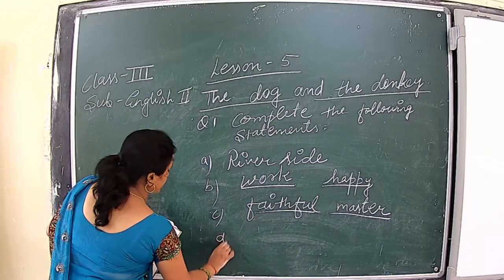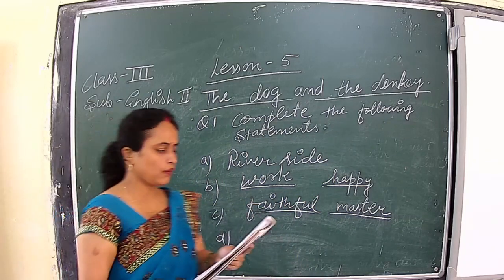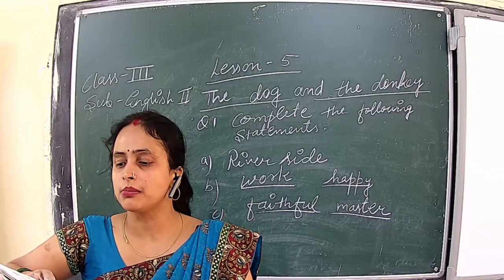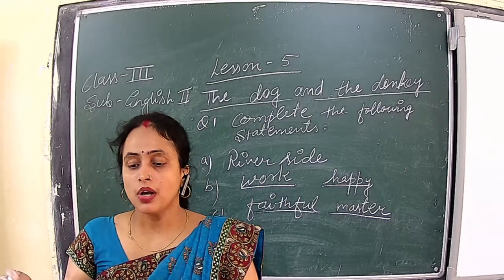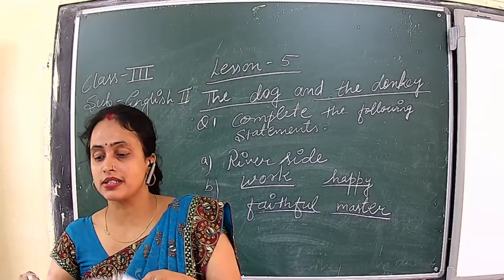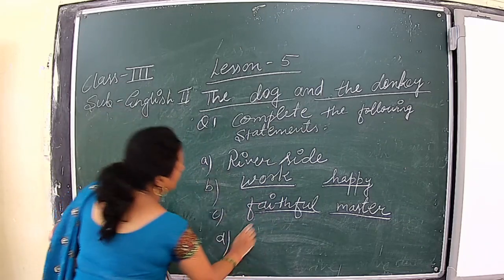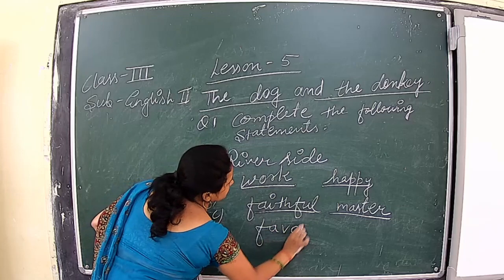Now, B. The donkey was always thinking of the master's dash to the dog. What will it be? Favor.